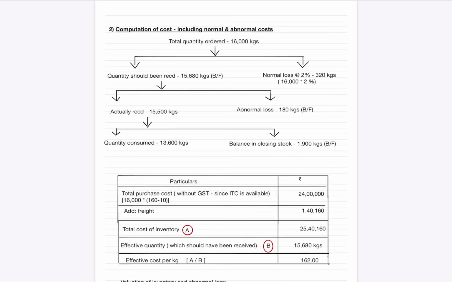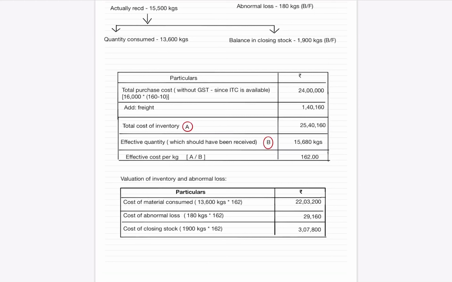The purchase cost does not include GST because input tax credit is available in this case. So, the cost without GST should be considered for valuation. Thus, the amount is calculated by 16,000 kgs into 160 rupees minus 10 rupees of input tax credit, which is nothing but 150. So, 16,000 into 150, which comes to 24 lakhs. Then we need to add freight because it is considered to bring the inventory to the present location. So it should be considered for the valuation, that is 1,40,160.